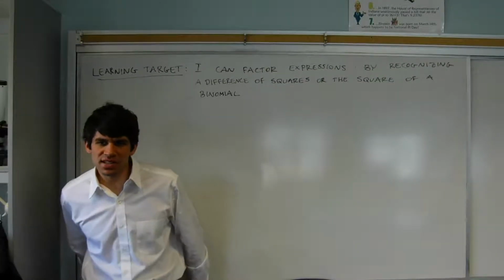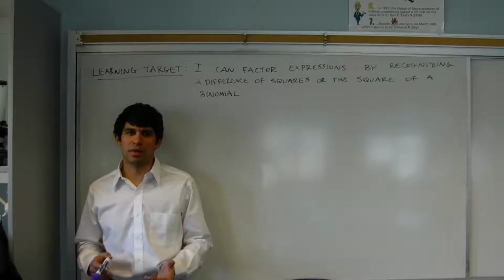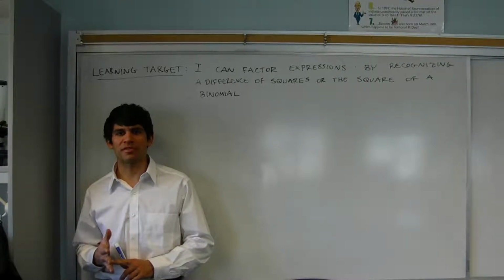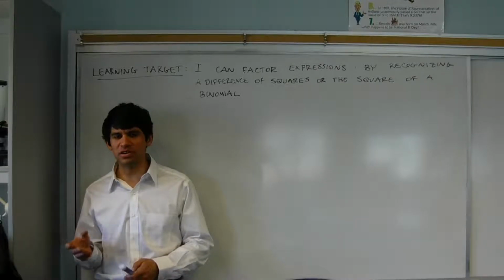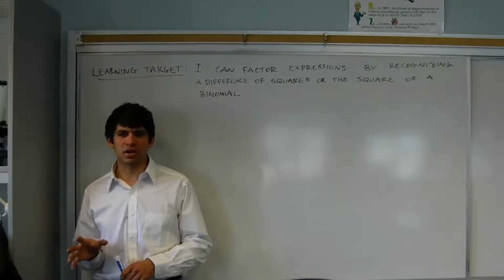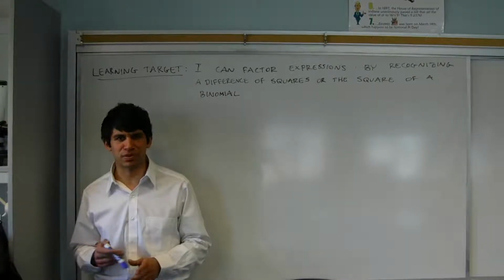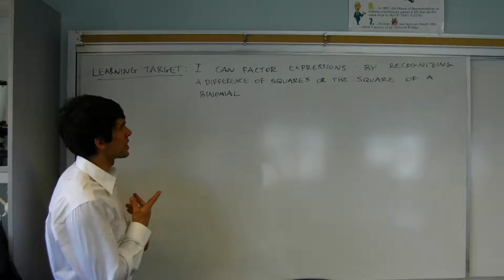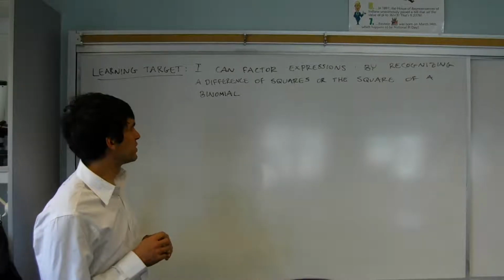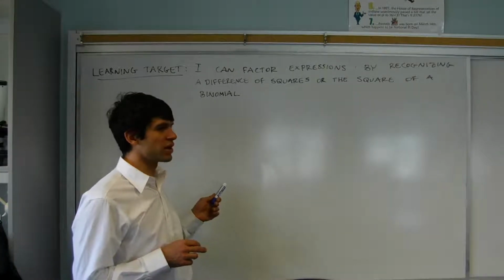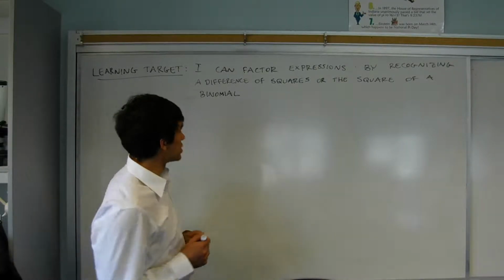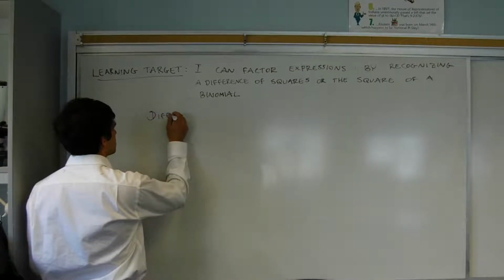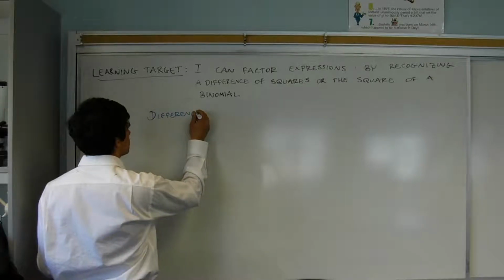So in our last lesson, we went over how to solve more complicated quadratic equations by factoring. So the good news is today, I think we're going to be covering something that's a little bit simpler to deal with. And our learning target is I can factor expressions by recognizing a difference of squares or the square of a binomial. So first, let's go over difference of squares.